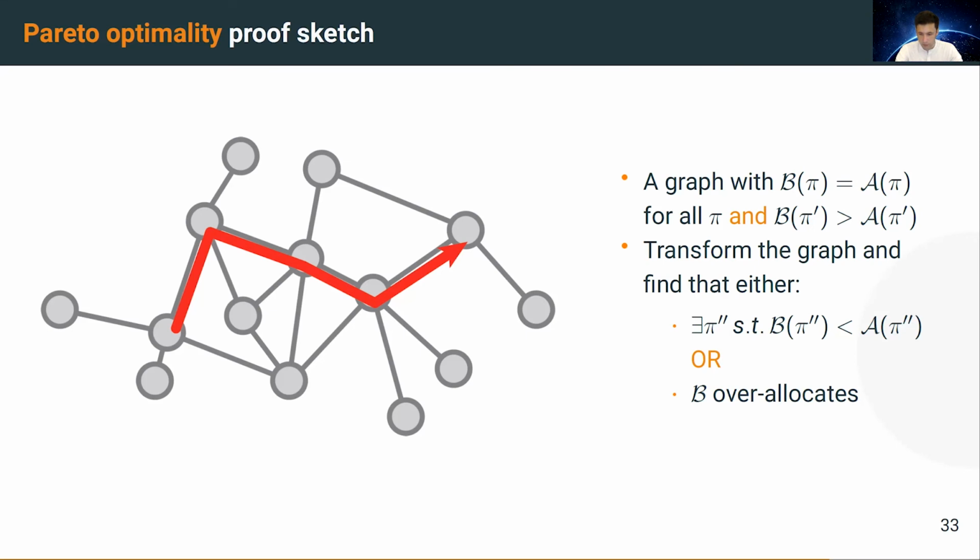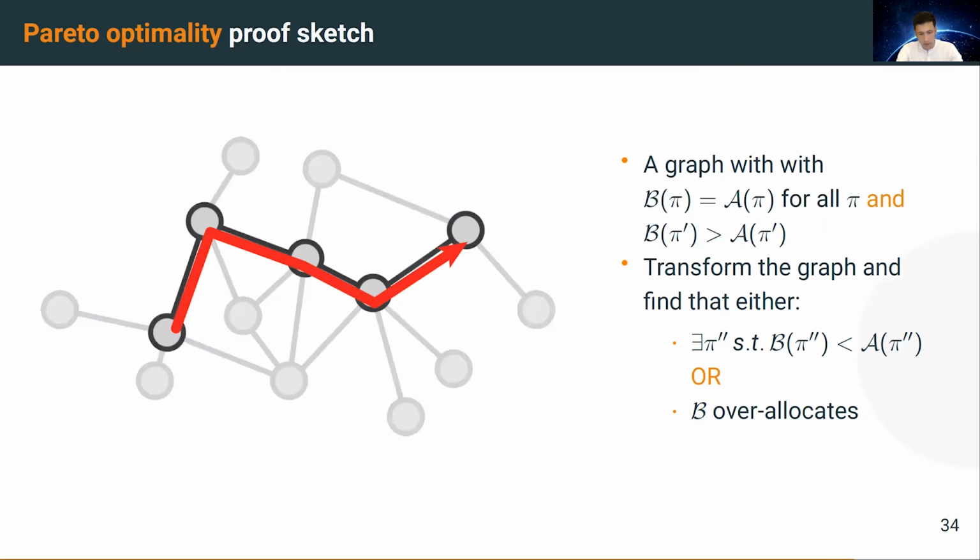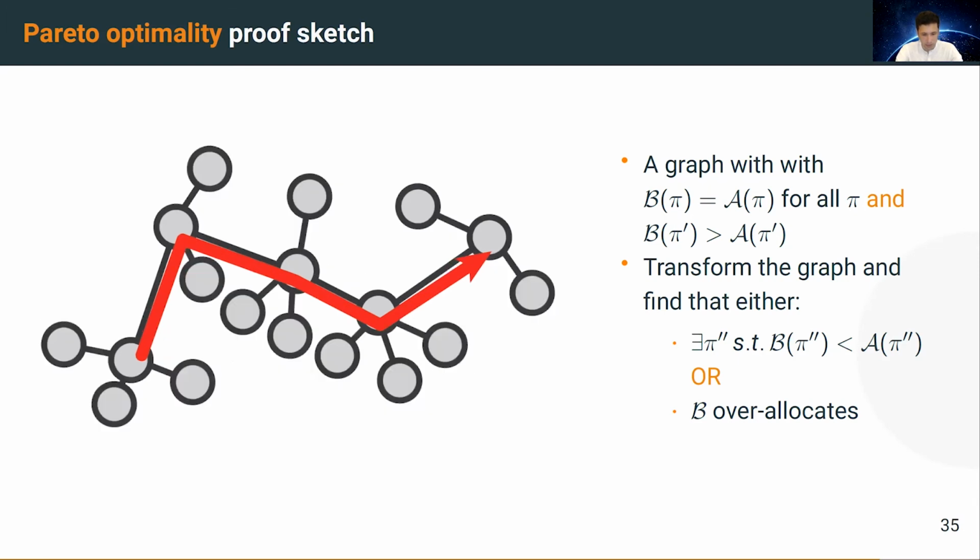Then we transform the graph by removing all nodes that are not part of the original path in which B has a higher allocation than A, and replacing them with stub nodes that only attach to the nodes on the path, therefore reducing the original graph to a tree. And it's really important to see here why we do this construction.